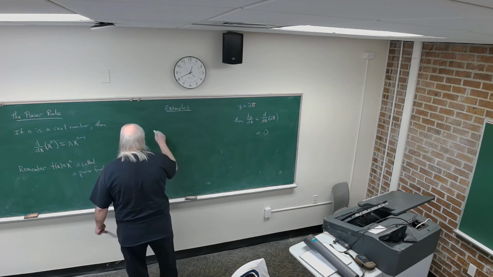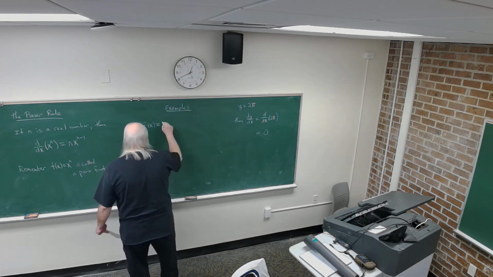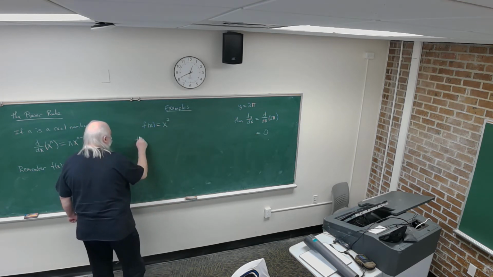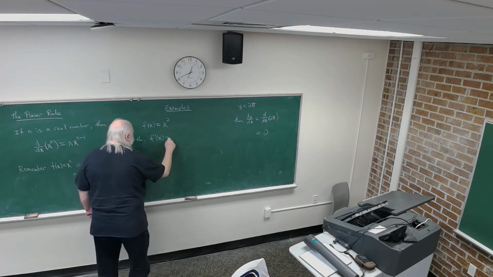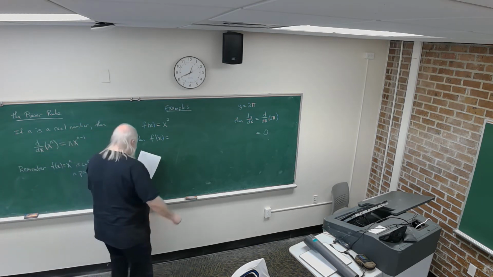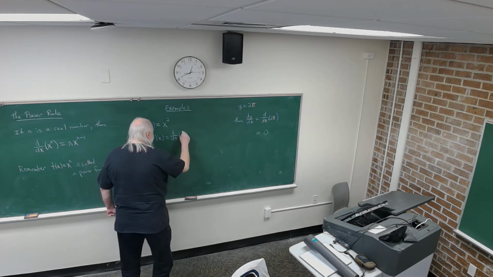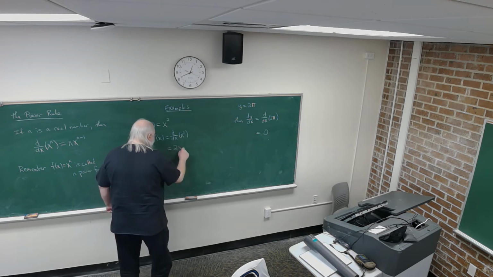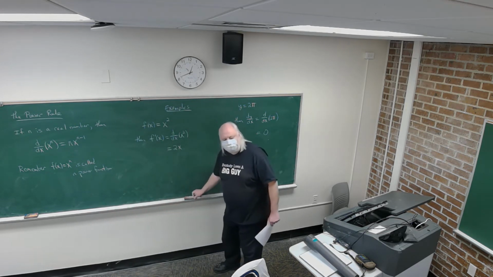So examples, f of x equals x squared. Okay. Then the derivative of f of x, which is f prime of x, is equal to the derivative of x squared, and the derivative of x squared is 2x, right? Bring the 2 down from the x, subtract 1 from the exponent.